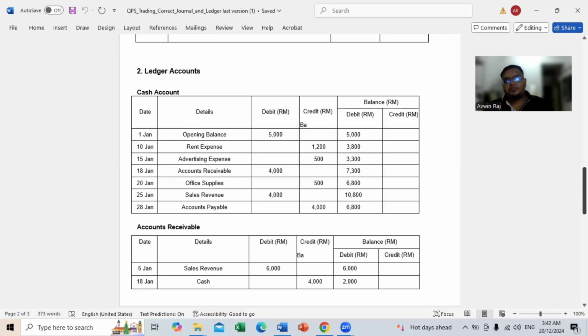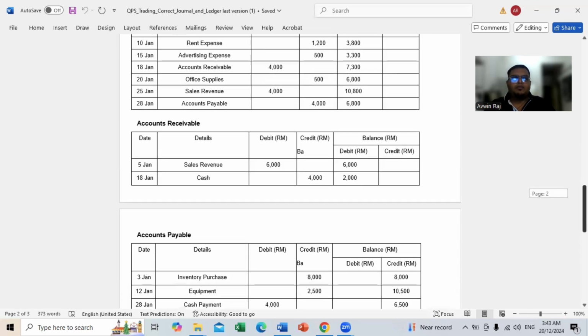To conclude all this, lastly, for 28th January, the closing balance for this day will be debit 6,800.